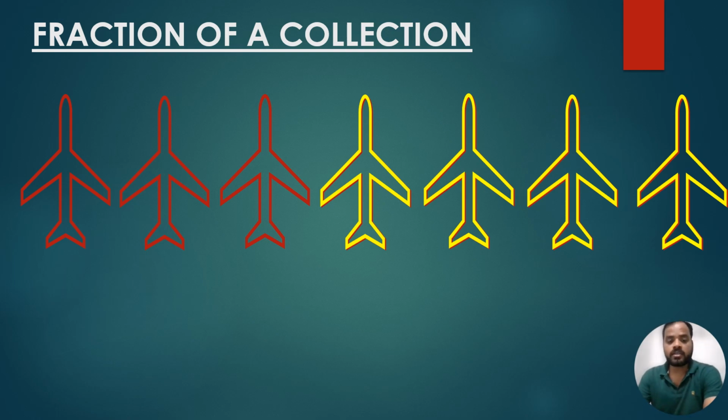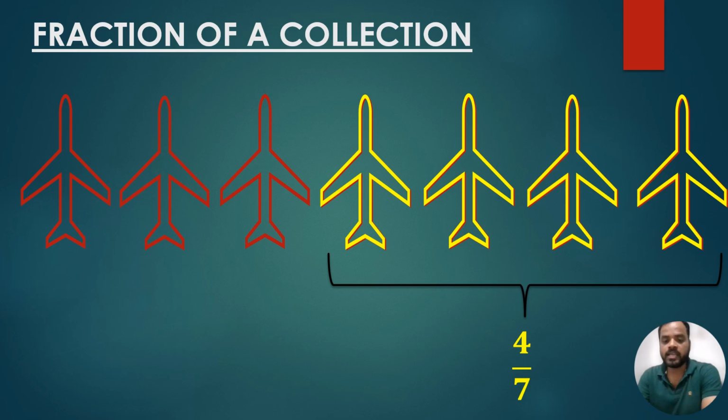So there are 7 aeroplanes in total. Out of that, 4 are yellow. So the fraction represented by the 4 yellow aeroplanes will be 4 by 7, and the fraction represented by the red aeroplanes will be 3 by 7.